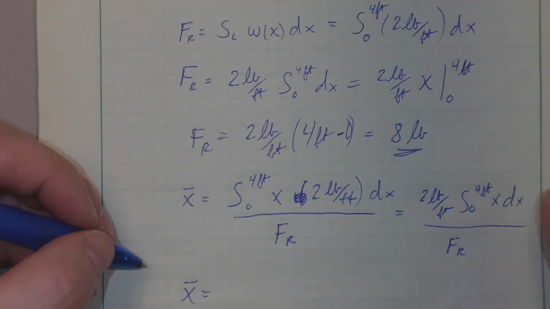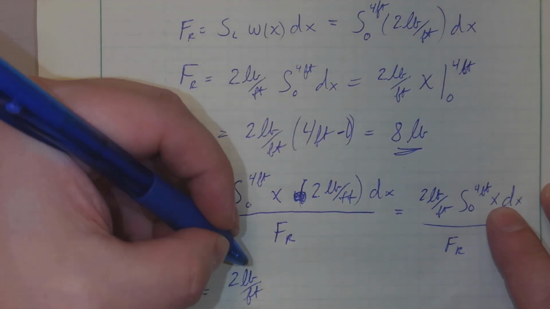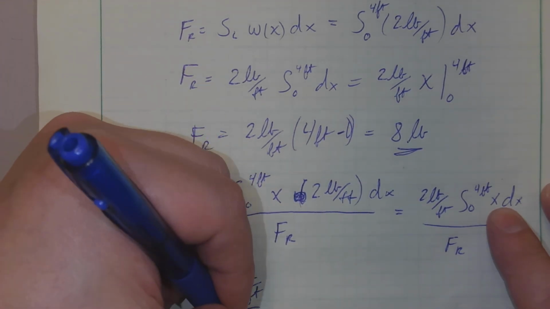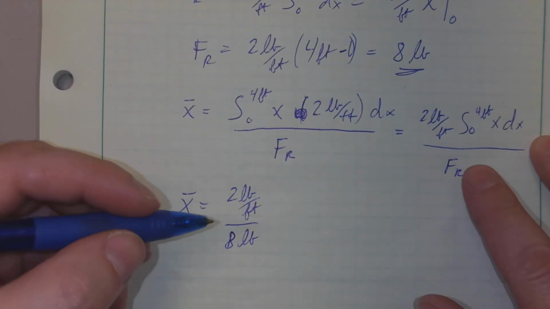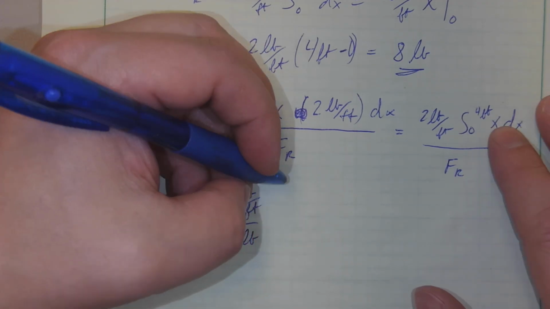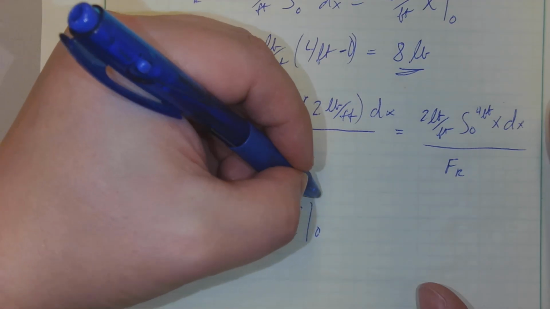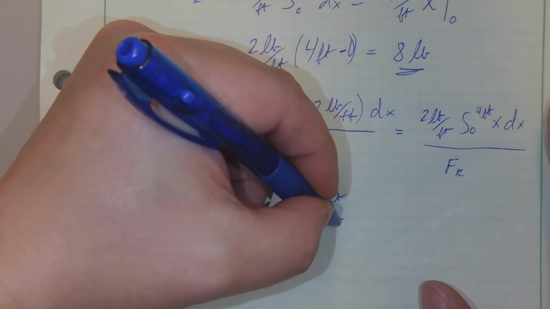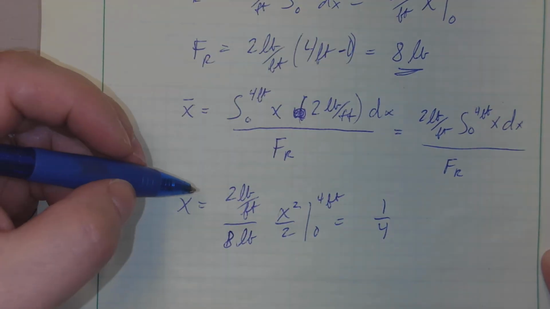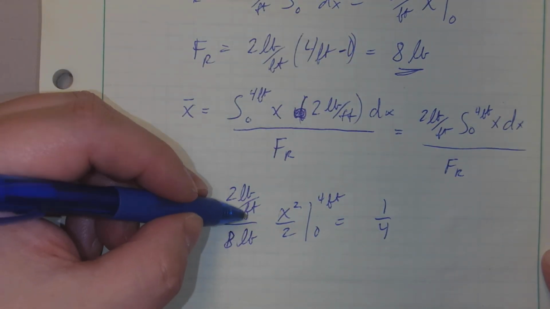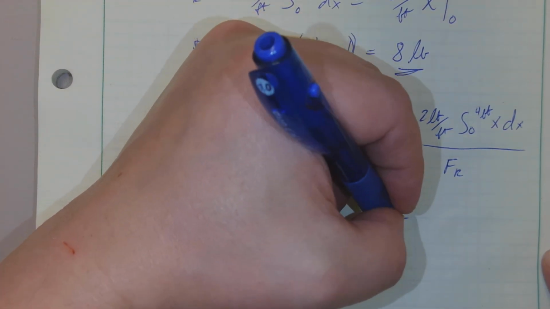Okay, now I'm integrating x with respect to x, so I leave this 2 pounds per foot up here. I'm going to go ahead and divide by the 8 pounds, that's this F_R. I'm going to pull all that out, and here I'm going to integrate x. So the integral of x is just x squared over 2, and that's going to go from 0 to 4 foot. So you can simplify this if you like. This is 1/4. That's 2 over 8 is 1/4. I've got pounds on top and bottom, so I'm left with per foot, or the units that are left.